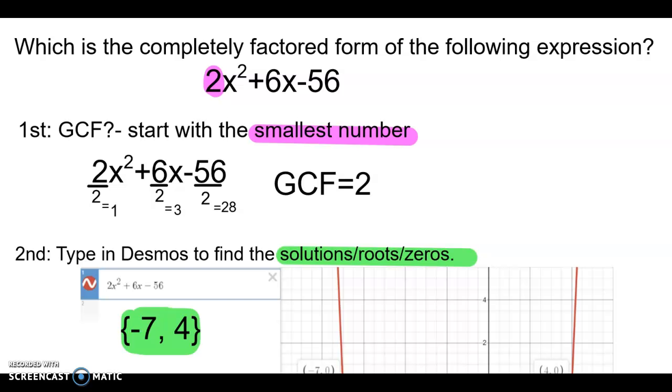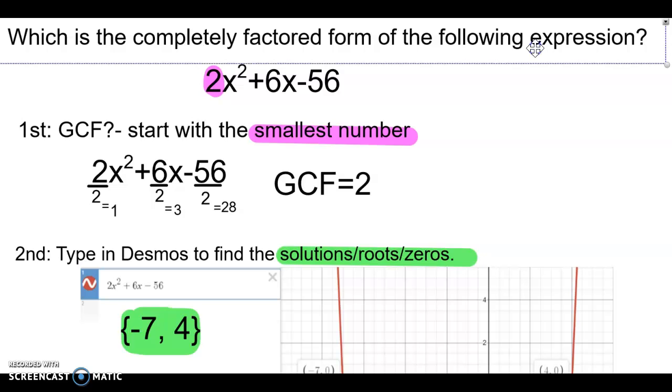All right, here's a type of question that you guys might see. It says, which is the completely factored form of the following expression? Well, the first thing that we have to do is see if there's a GCF. And you do this by starting with the smallest number in the problem, which is this 2. Okay? You see if this 2 can go into each number of my problem.